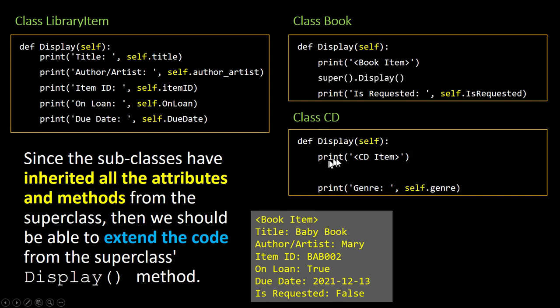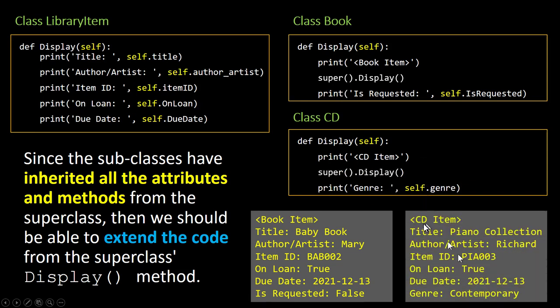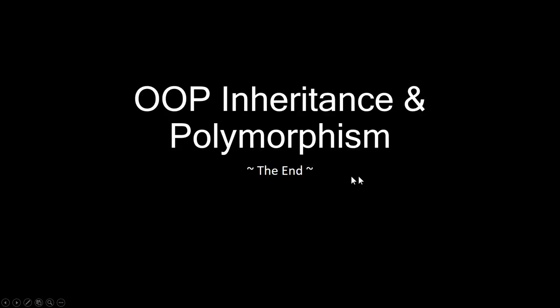Same thing for the CD. We can have a CD header, and then after all the information, we have the genre. Okay, so then the output will show a header and then the genre contemporaries. And how do we execute this method from the parent's class? We do so by super.display.